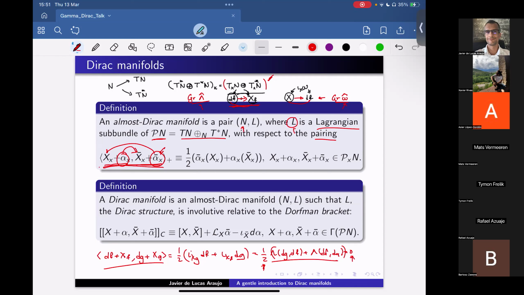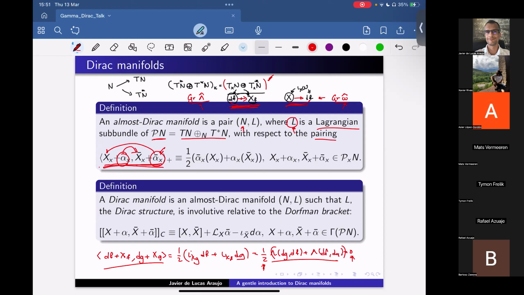So in these cases, presymplectic or Poisson, it turns out that sections of this type, generated by them, are such that this pairing is equal to 0. But this is not enough to ensure that this L comes from a presymplectic or Poisson structure. You need some kind of additional condition to ensure, in particular, that your subbundle is going to come from a presymplectic or a Poisson manifold. And this is done by means of the so-called Dorfman bracket, okay?